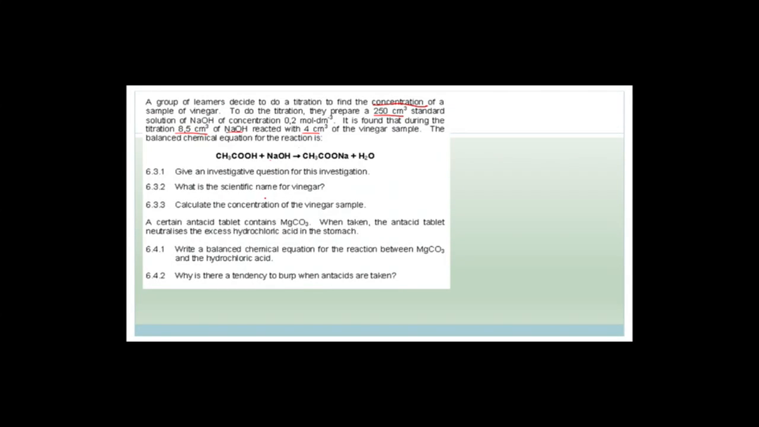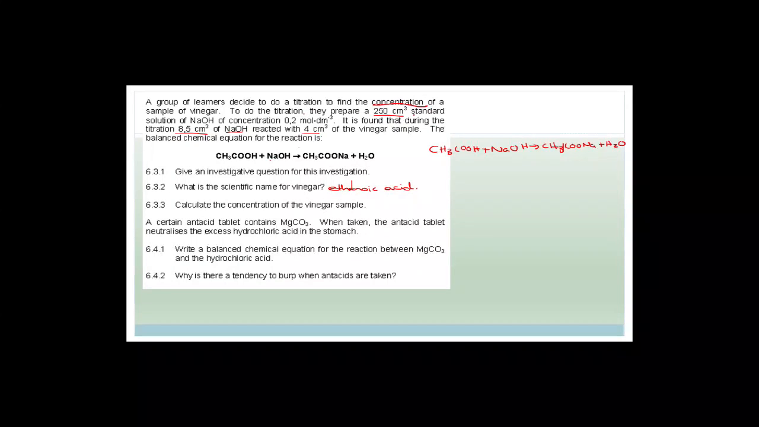What is the scientific name of vinegar? This is kind of cheating because you only officially do organic chemistry in grade 12. And the official name for vinegar is ethanoic acid, which you should only know in grade 12 when you do your organic chemistry. So don't panic too much if you don't know that, okay? Now it says calculate the concentration of the vinegar sample.